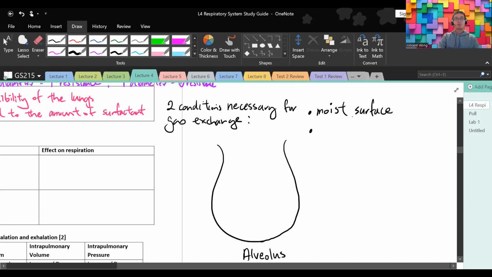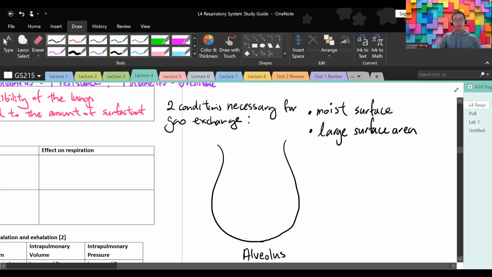Doesn't necessarily have to be warm. I mean, we could still breathe if it's, in the winter, like -40 outside, right? Okay, the second one is you need to have a large surface area.